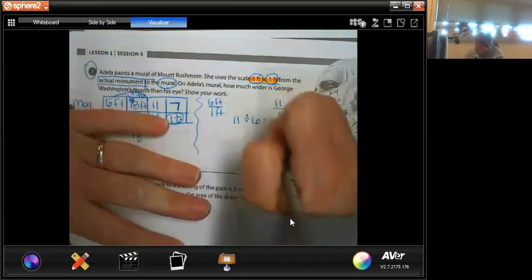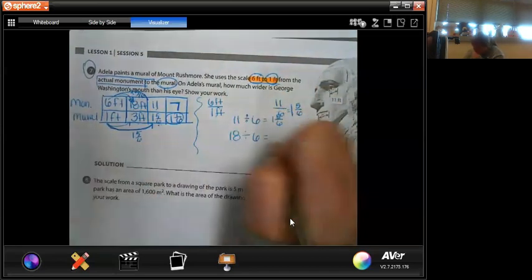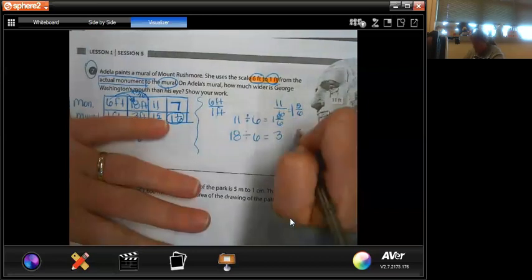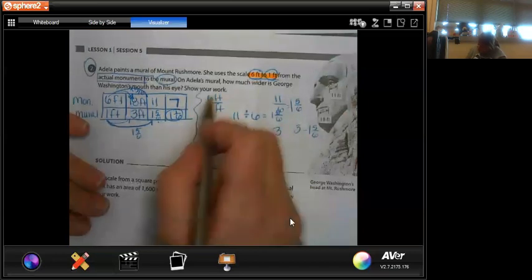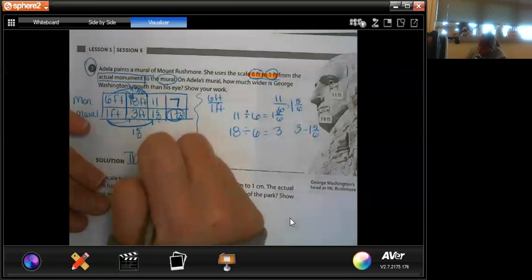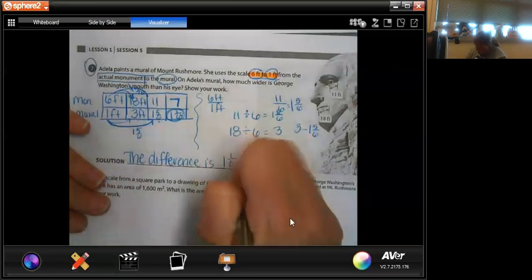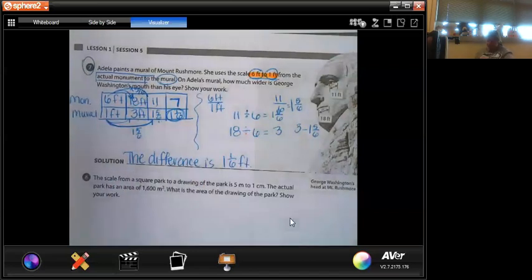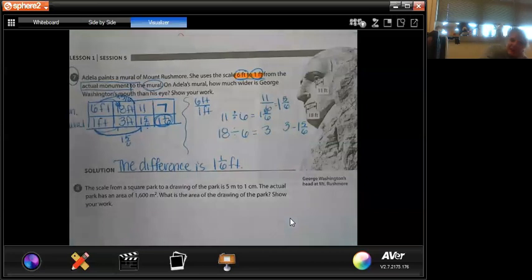And that's 1 5/6 here. And we're going to take 18 and divide it by 6, which is 3. And then we would just subtract 3 minus 1 5/6. All right. Which comes out to be this answer that we got. So the difference is 1 1/6 of a foot. All right. So those are the ones that you guys got assigned to work on today. So if you get stuck on it, use this video.